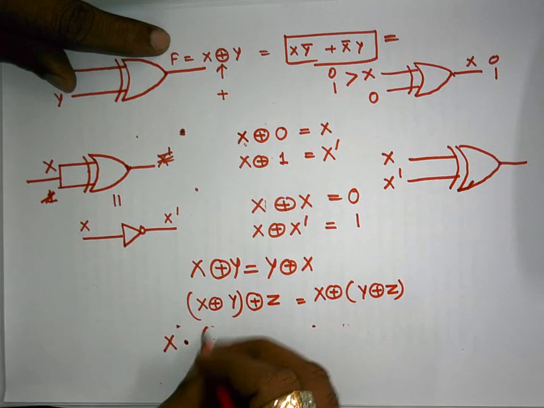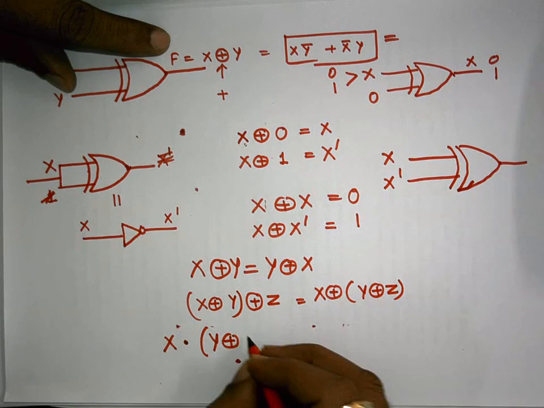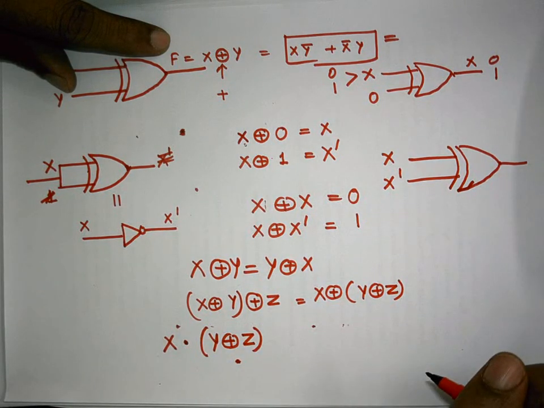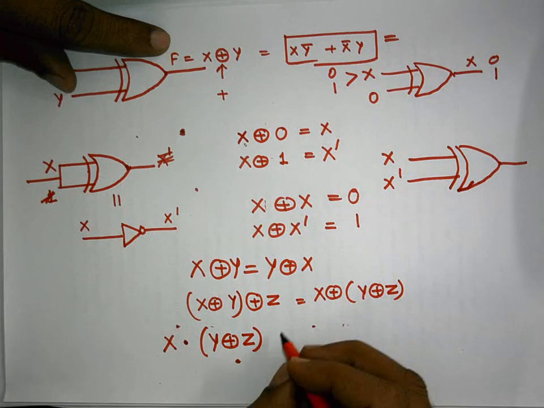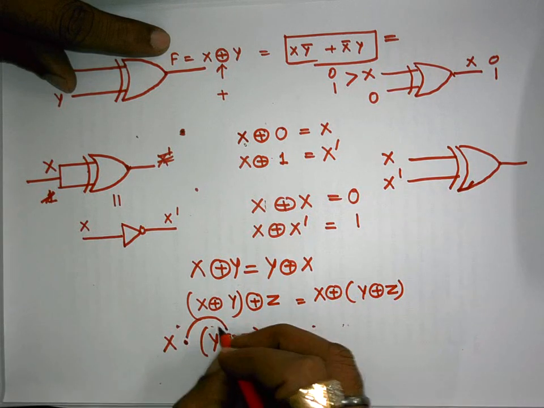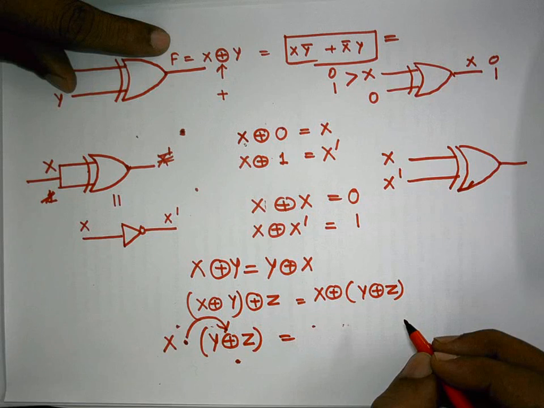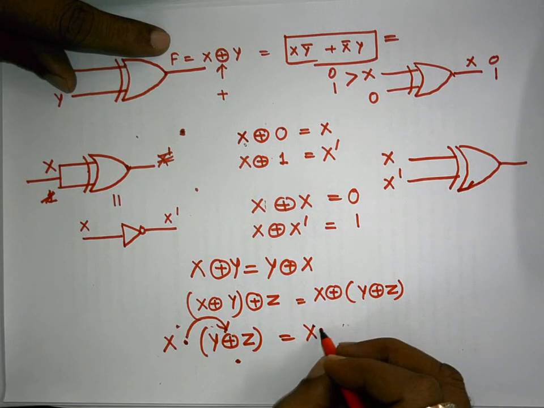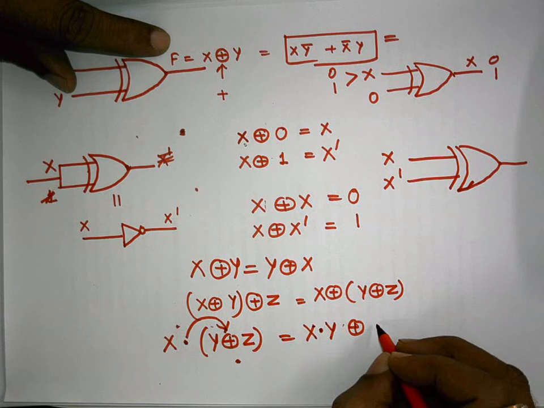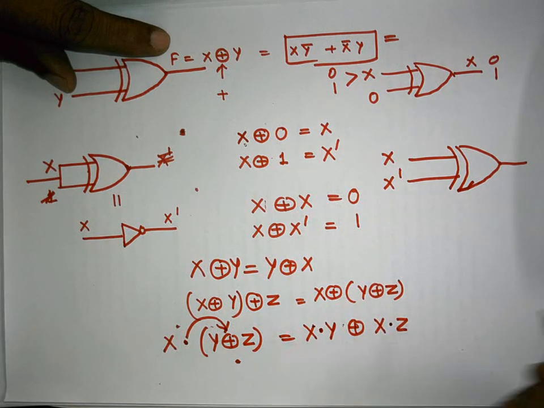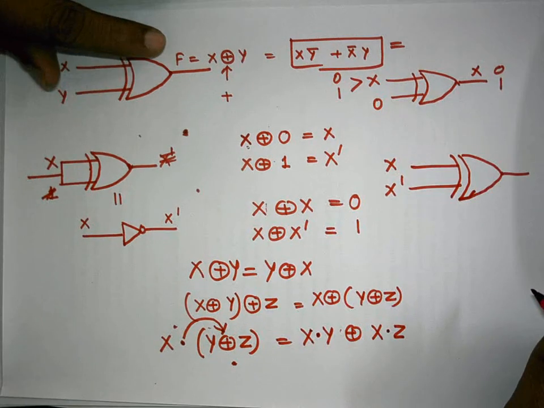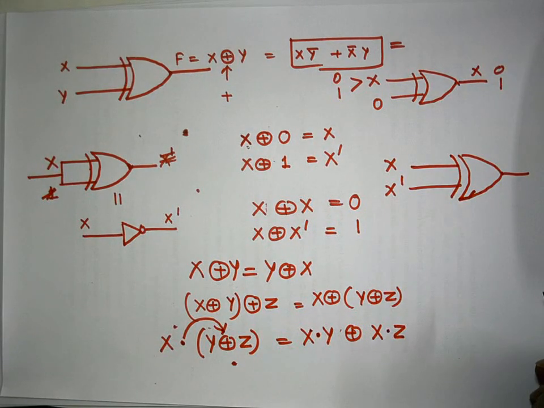X dot, Y exclusive ORed Z. Okay. This means the dot operator is distributed over the exclusive OR operator, and this is equal to X dot Y exclusive ORed with X dot Z. This dot operator is distributed over the exclusive OR operator. This is called the law of distribution. Okay. So these are some properties related to the exclusive OR gate.